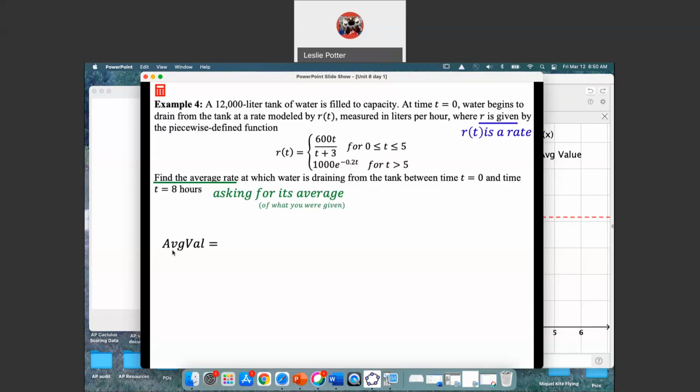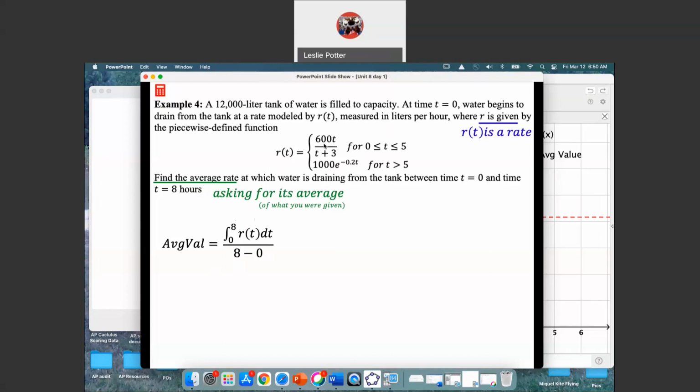So what is the average value? Well, we know we need to integrate from 0 to 8, because if we read on in this question, we're looking at the domain from time t equals 0 to t equals 8, and then we have to divide it by the width, which is 8. This is a calculator question, so I'm going to do this integration on my calculator.